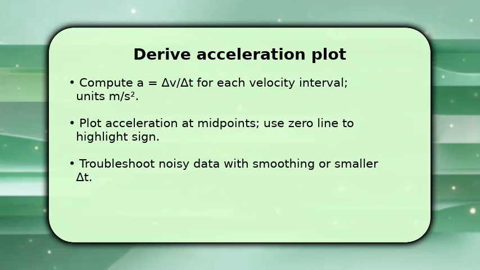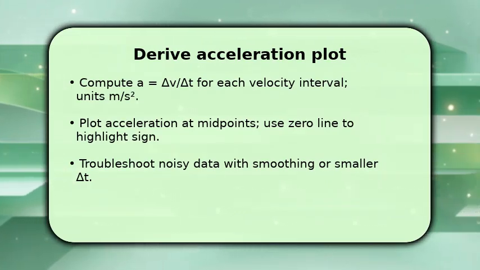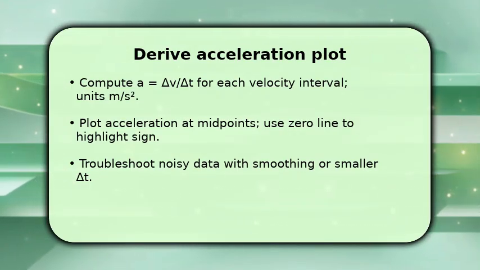Make sure to include a zero reference line so positive and negative acceleration are clear. If the curve looks noisy, smooth velocities or reduce Δt and recompute to check for measurement error.